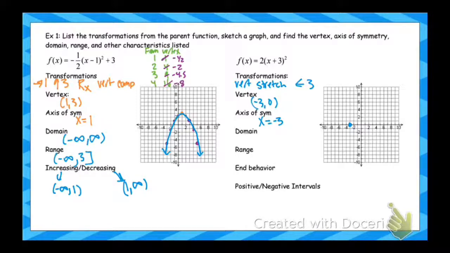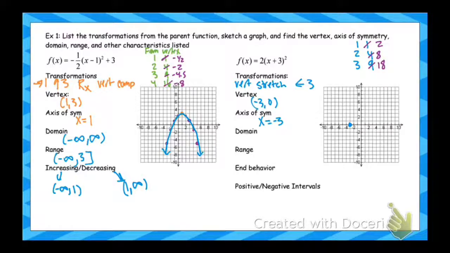And let's see how this graph has changed from the parent function. So normally from the vertex, right 1, up 1, right 2, up 4, right 3, up 9. But the change here is that it's been stretched vertically. So instead of going right 1 and up 1, right 2, up 2. Right 2, up 8. Right 3, up 18, which is not going to fit on our graph, but it would give us some additional points if we needed it.